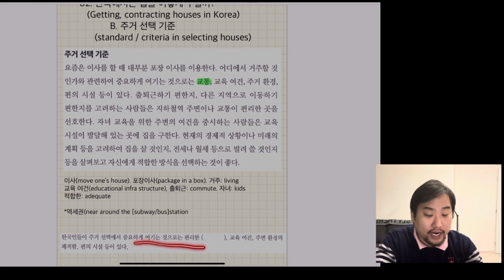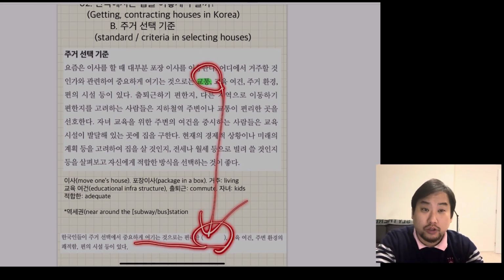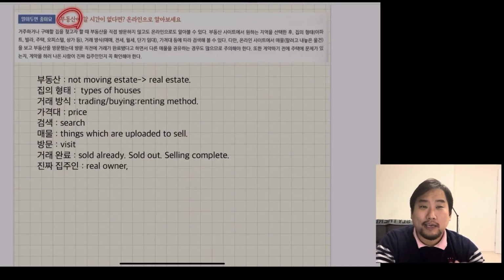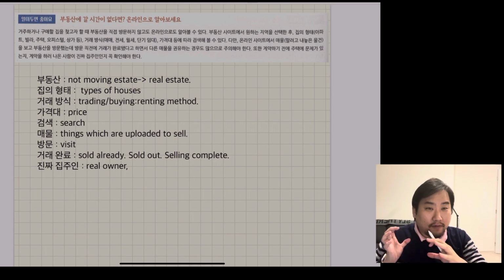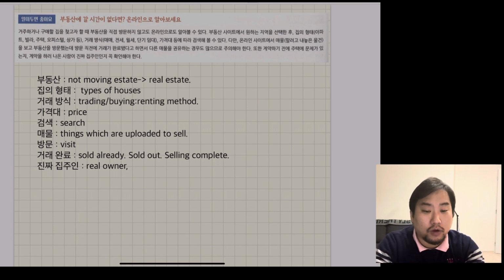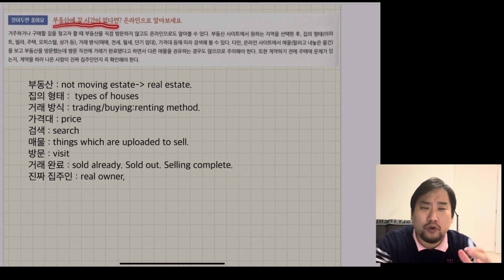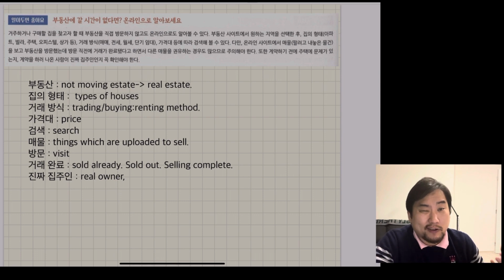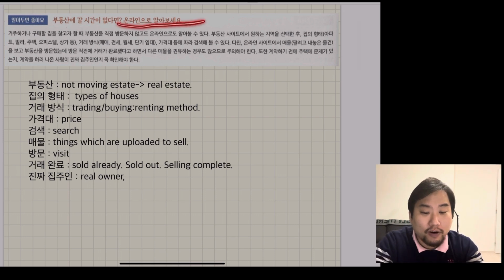So the important criteria, the first blank is 교통, traffic or transportation. 부동산. Here, usually 부동산 means real estate rather than immovable property. So 부동산 is more commonly used as real estate. 부동산에 갈 시간이 없다면 if you don't have time to go to a real estate office because you are super busy or something like that, 온라인으로 알아보세요. Yeah, like 다방 or 네이버, you can use it. You can see the real estate and how much certain houses cost. Take it by online.